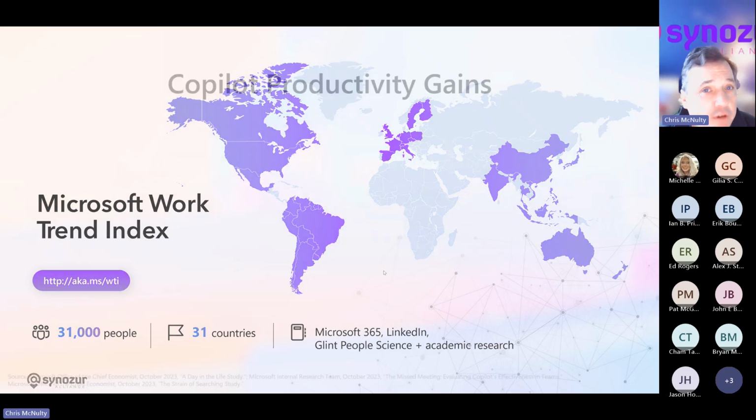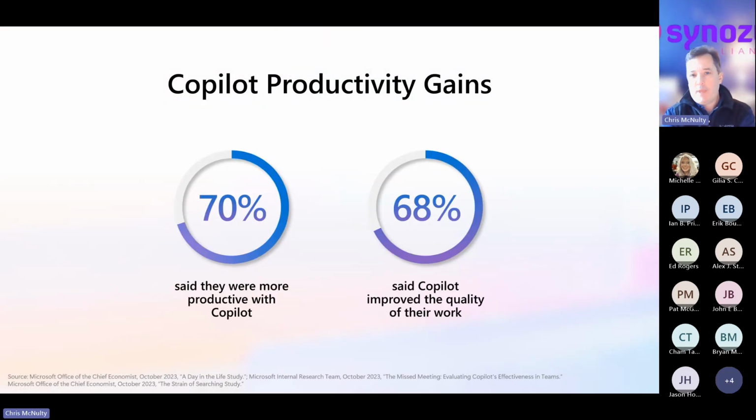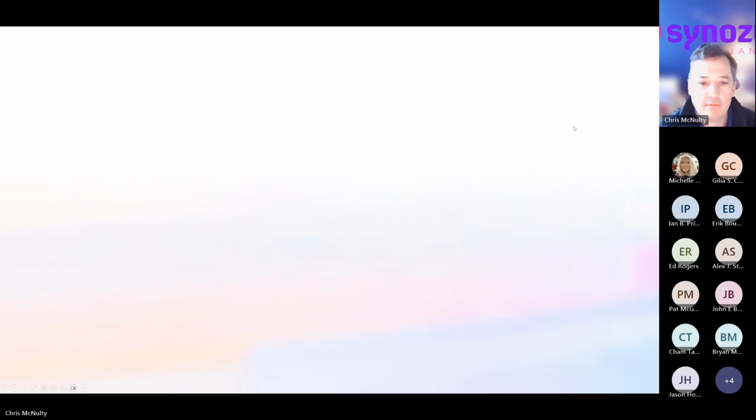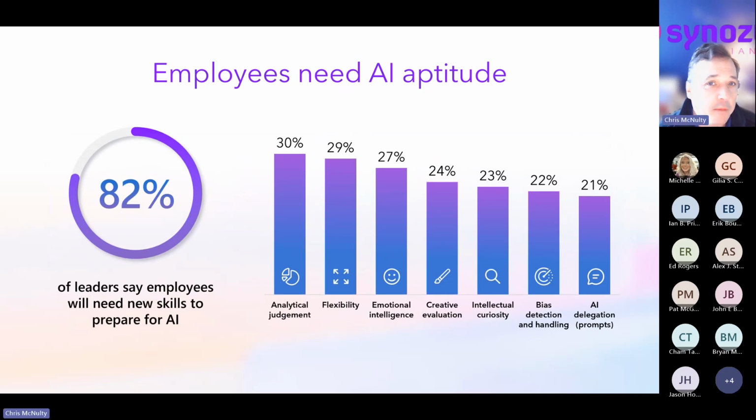Let's unpack a couple of those data points so you can see where you are. Microsoft has tremendous potential. Based on their research, 70% of people exposed to it say they're more productive with Copilot, and almost as many say it improves the quality of their work. Those are high goals. We also are seeing people saying they're much faster at getting caught up on a meeting they weren't able to attend, and also faster at doing a series of tasks to find information, develop it, and summarize it. But that doesn't come automatically.